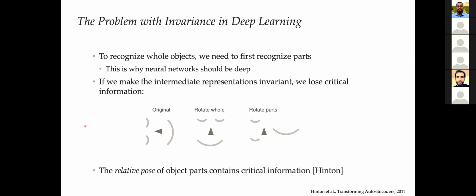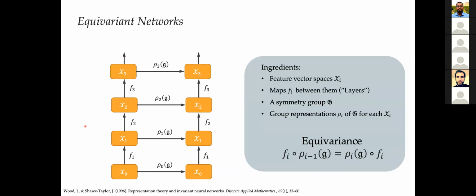So we want to exploit the symmetry, but we don't want to make an invariant representation of the parts. And to make an invariant representation of the whole, we first need to recognize the parts. So what are we gonna do? Well, the solution, as many have noted, is to use equivariant networks. So here's the general setup for an equivariant network. We have our feature spaces, x0, that's the input space. We have x1, x2, x3, and so on. And we have network layers, F1, F2, F3. They could be linear layers, convolutions, nonlinearities, etc.